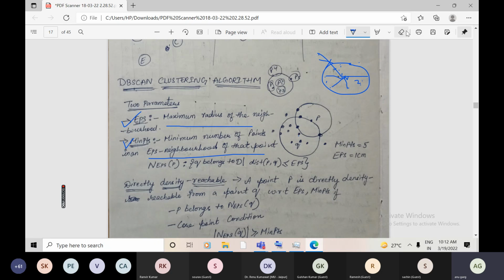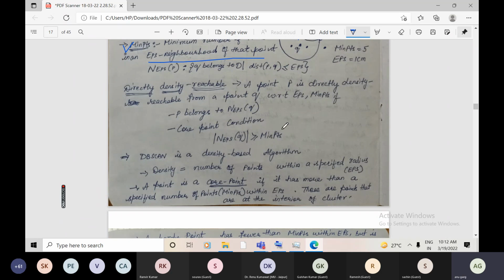Okay. And for minimum number of points, suppose in the question they have given that it should have 4 minimum points, then only do you consider that particular point, let's say P here, as a point which can form a cluster, as a core point which can form a cluster. When we see the problem, it will be more clear.